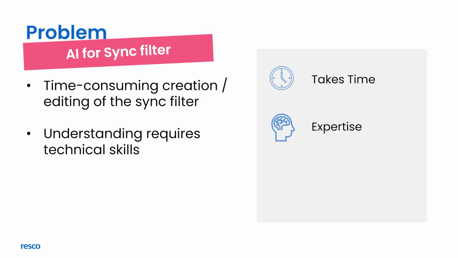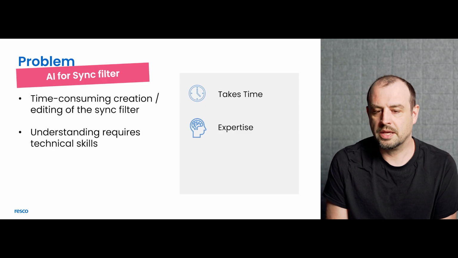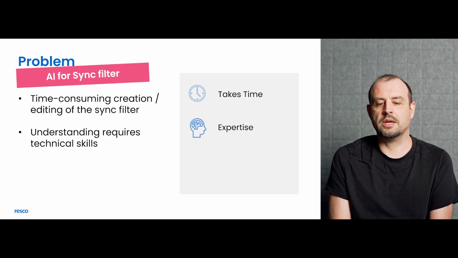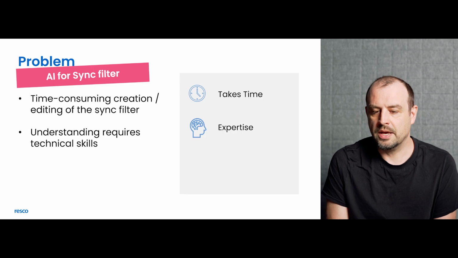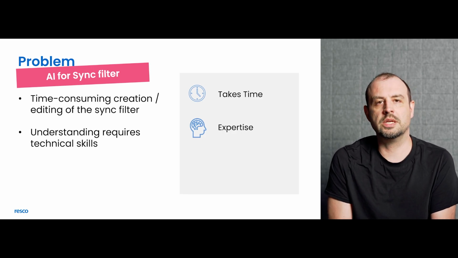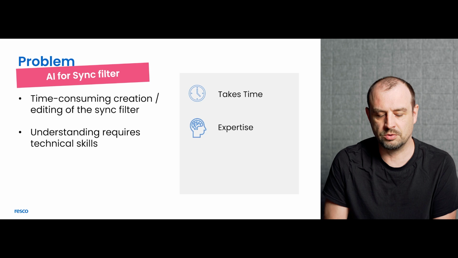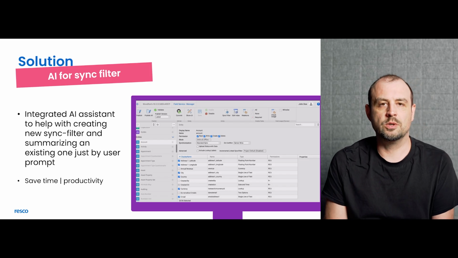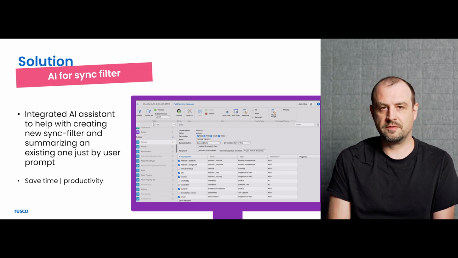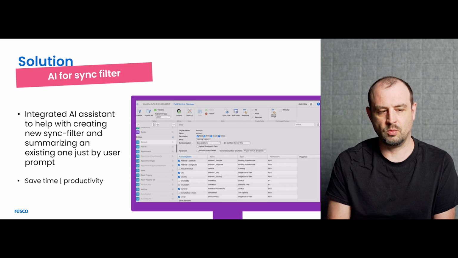The first feature we are bringing into our portfolio utilizes AI for building sync filters or fetch XMLs. The problem currently was that people needed to understand how it works to write sync filters in Resco. It was also time consuming, and users needed the knowledge to do that. So we are bringing an integrated AI assistant for sync filters. It can help you create a new sync filter or summarize existing ones.